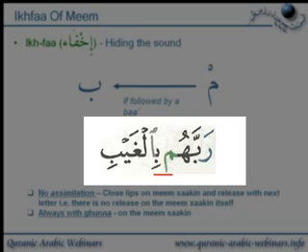So again, it's Rabbahum bil ghaybi. So that's the meaning of the hiding. And effectively, you're not releasing your lips on the Meem.